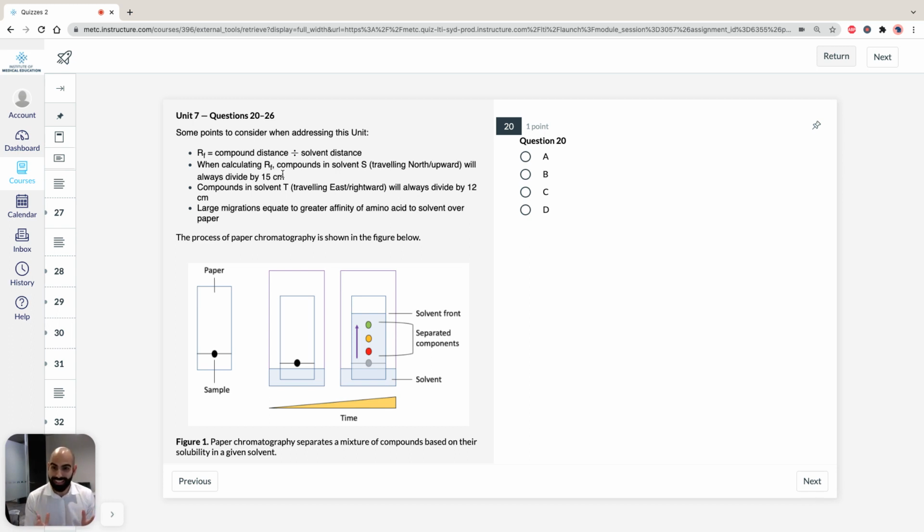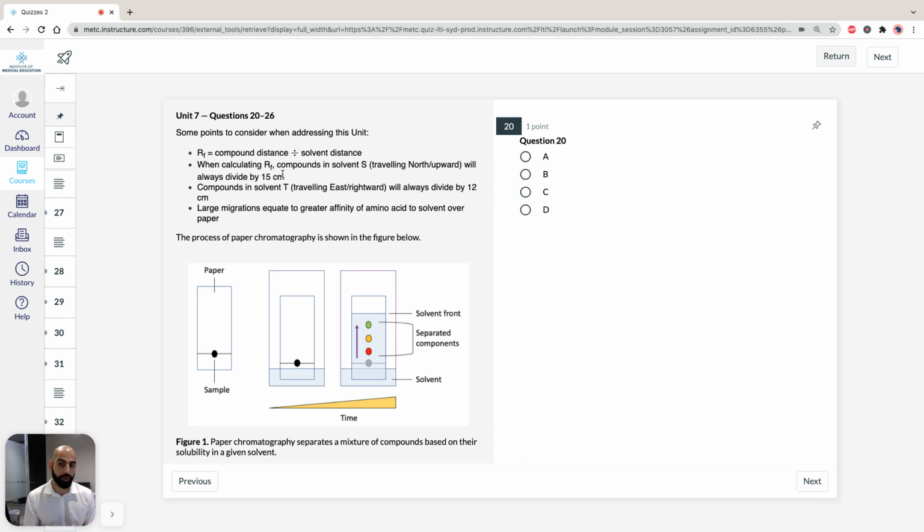Compounds in solvent T are the ones traveling east. I hope it translates here in the mirror image of the recording. But if they're traveling to the right, or east, they'll always divide by 12 centimeters. So that's important to note here. If you can associate S with 15, T with 12, you're halfway there and you'll get all the answers correct.